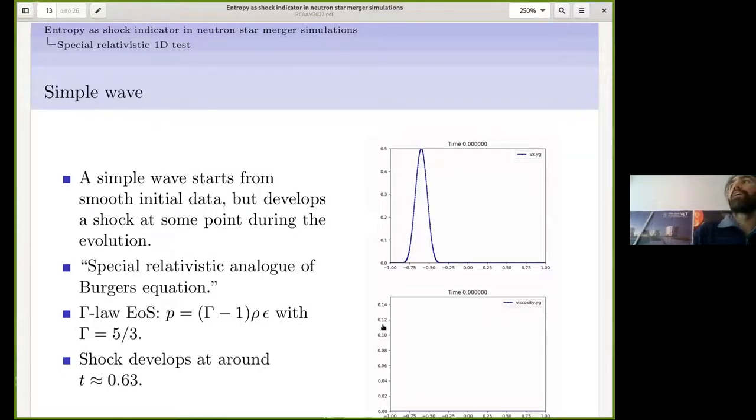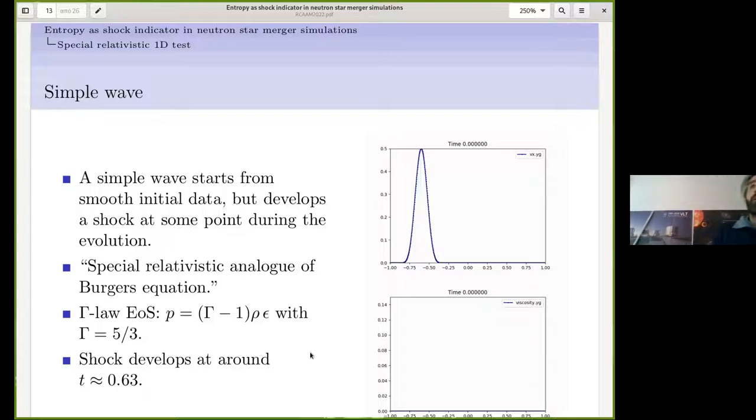models. Here, the simple wave, I chose because one can say that this is the special relativistic analog of the Burgers equation I just saw. You remember that we started from some initial smooth data, and during the evolution a shock formed. This is exactly the same thing, but it's not a scalar equation. We're solving the full special relativistic conservation law that I just showed.